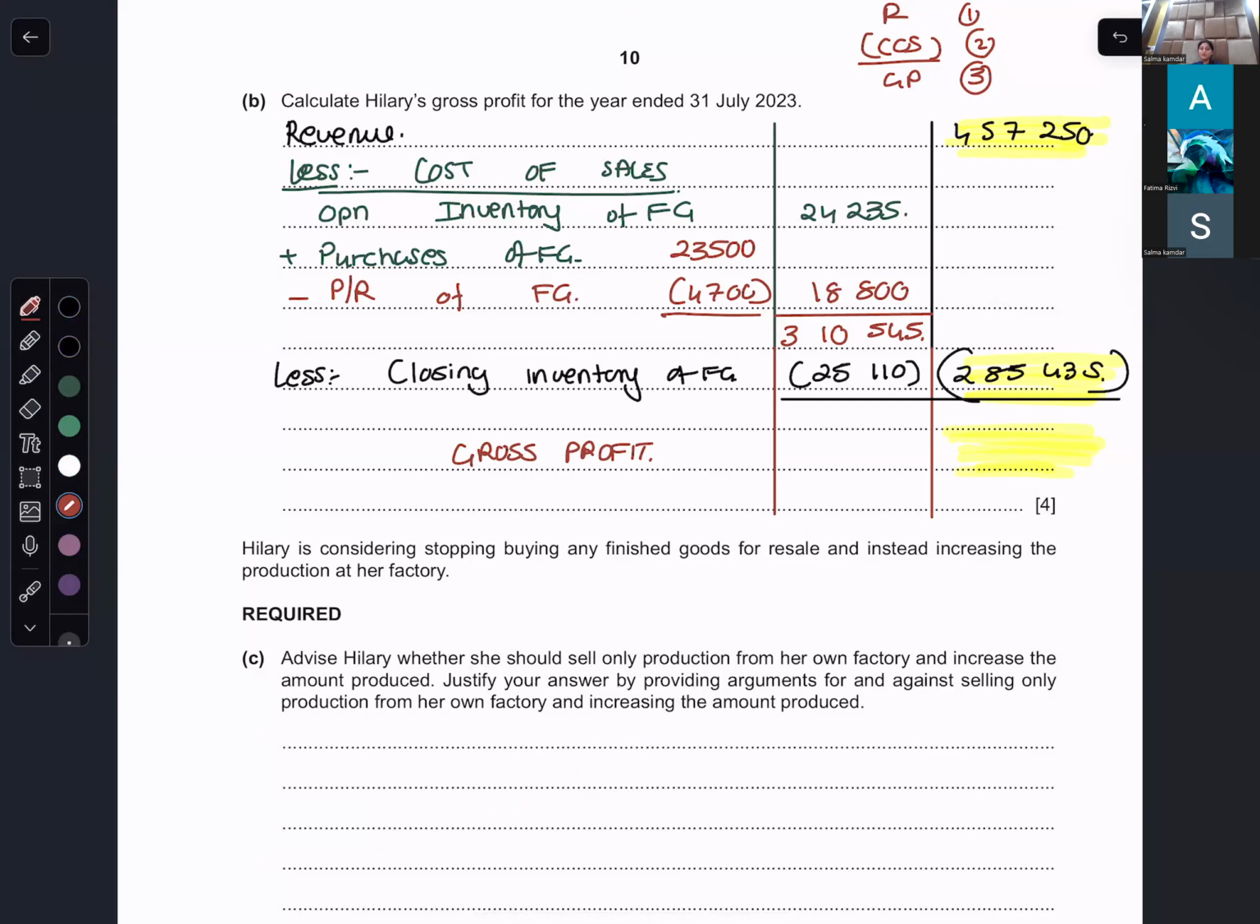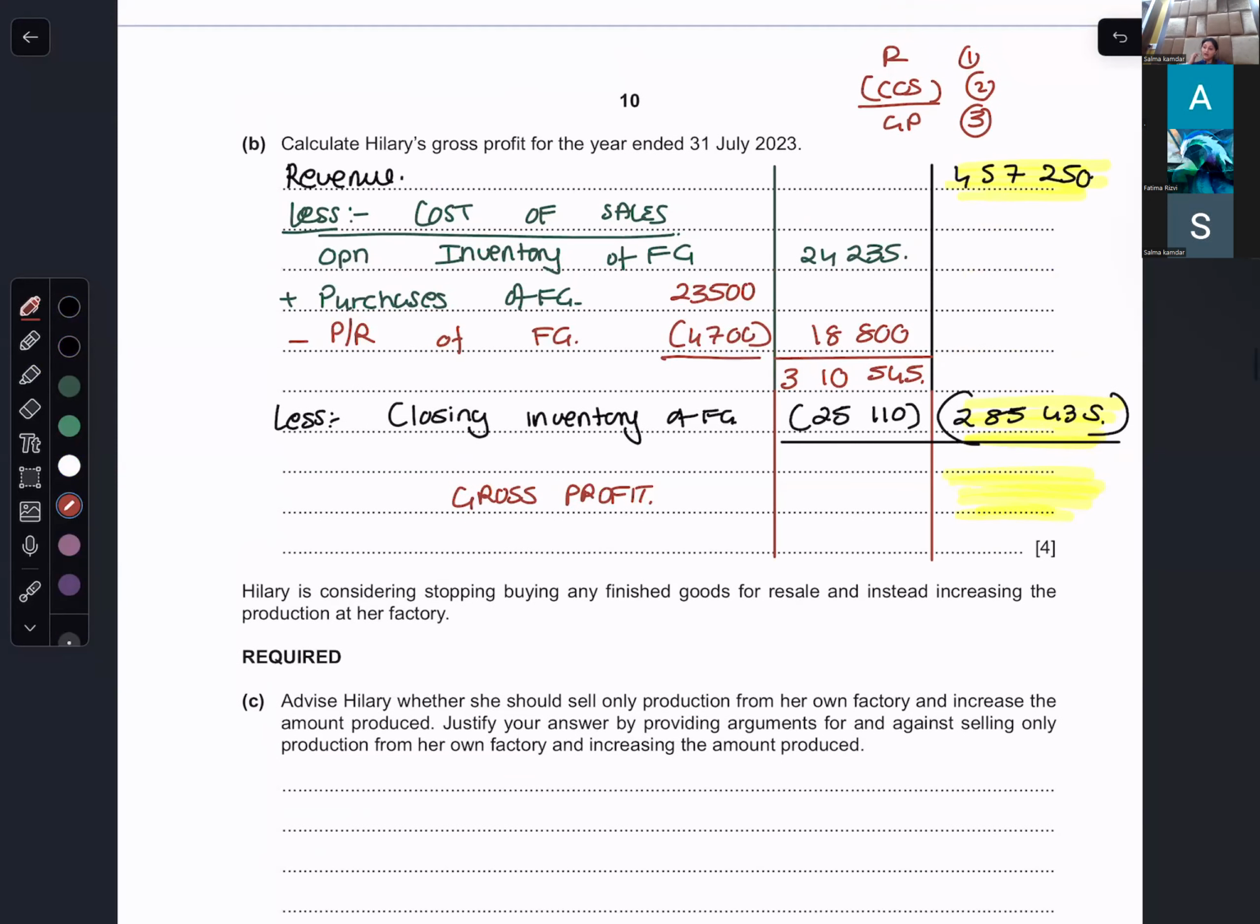How much is gross profit? Miss, we won't add cost of production. Sorry, we won't add cost of production. Yeah, we have to add cost of production also.